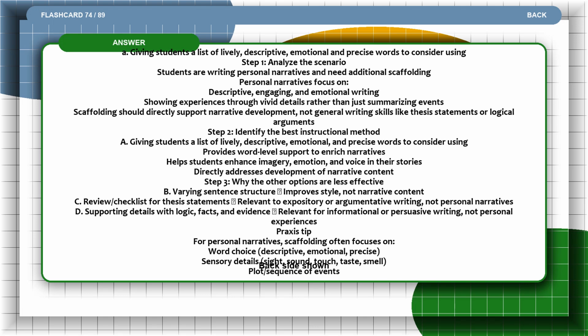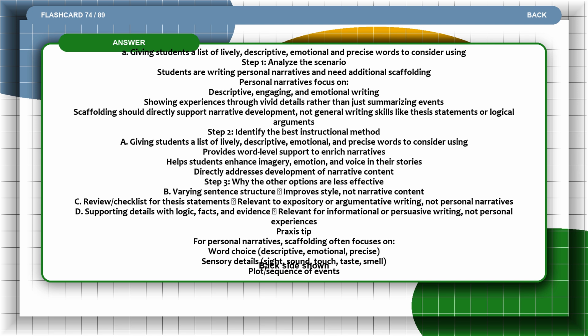The answer is A. Giving students a list of lively, descriptive, emotional, and precise words to consider using. Step 1. Analyze the scenario. Students are writing personal narratives and need additional scaffolding. Personal narratives focus on descriptive, engaging, and emotional writing, showing experiences through vivid details rather than just summarizing events. Scaffolding should directly support narrative development, not general writing skills like thesis statements or logical arguments.